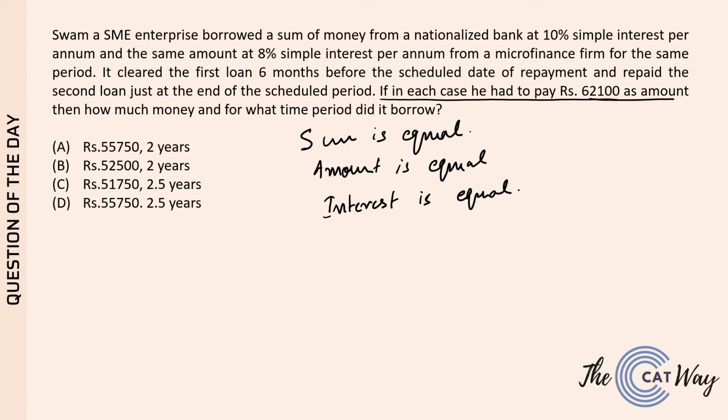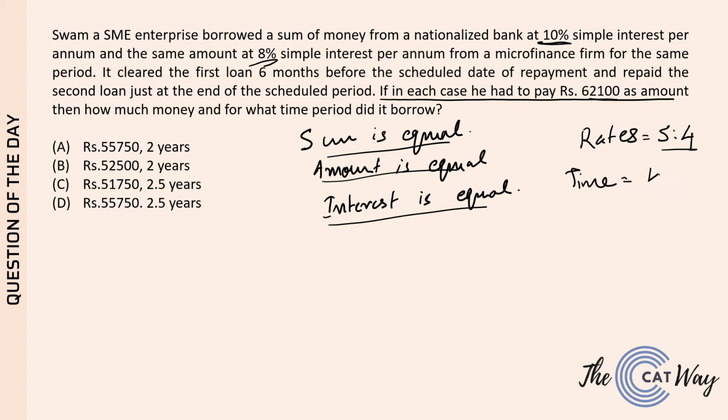Now if the interest is equal, what we can see is that the rates are in the ratio 5:4. Because the sum is equal and the total interest is also equal, and the rates are in ratio 5:4, what we can definitely say is that time will be in ratio 4:5. That is one thing which is sure.